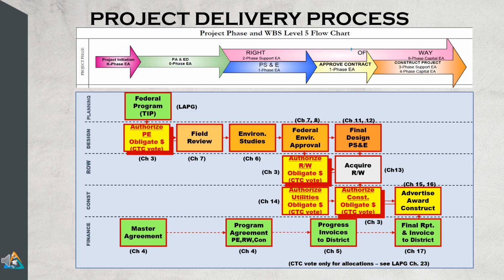State-only funded projects have a similar project delivery process, except we break the PE phase into PA/ED phase and PS&E phase. So 4 phases for state-only funded projects. Instead of authorization from FHWA, we need allocations from the California Transportation Commission, or CTC, before we begin each phase of a project.